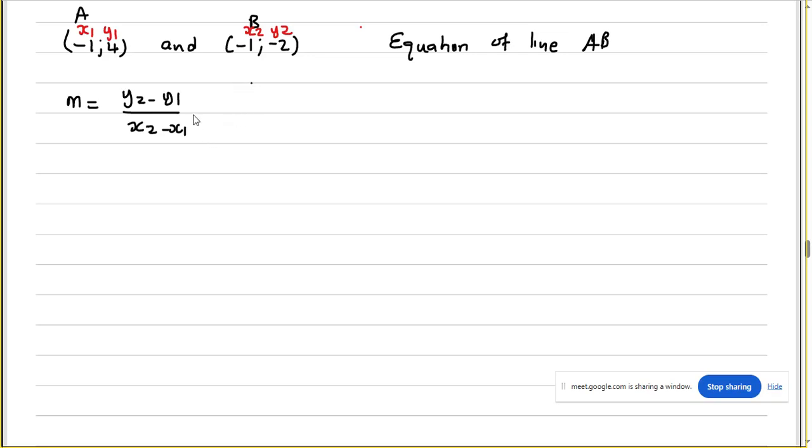You understand? Okay. So to do the substitution, this will be -2 minus y1, which is 4. Then divide by x2, that's -1, minus x1, which is -1. So the top part is -6 over 0. Remember, any number divided by 0 is undefined. So the gradient is undefined.